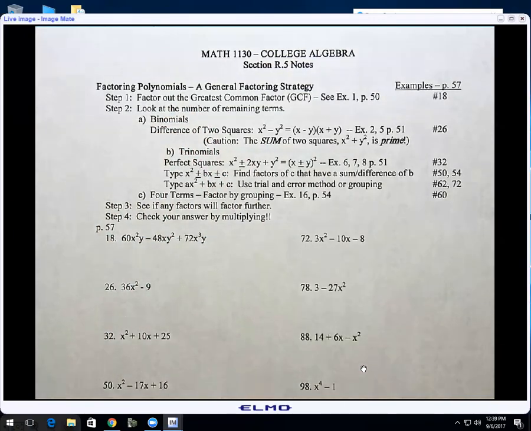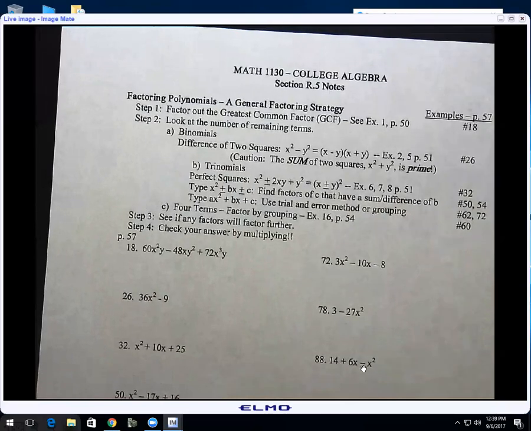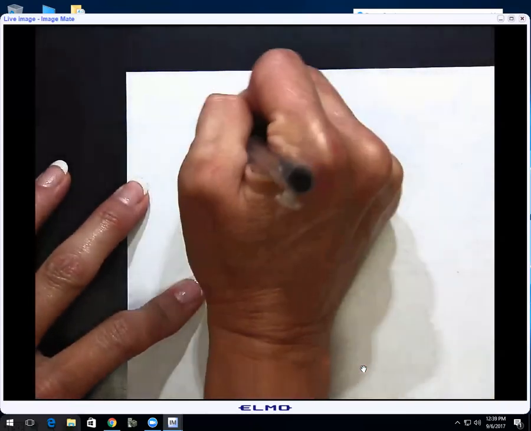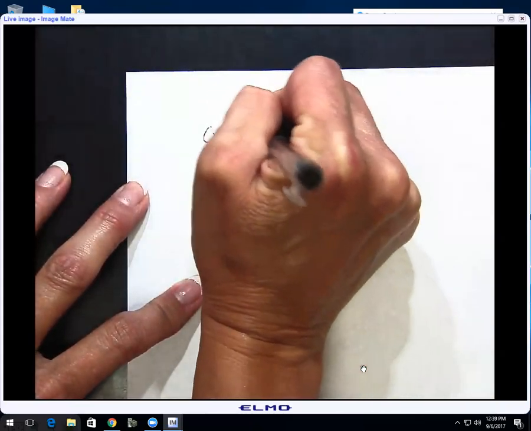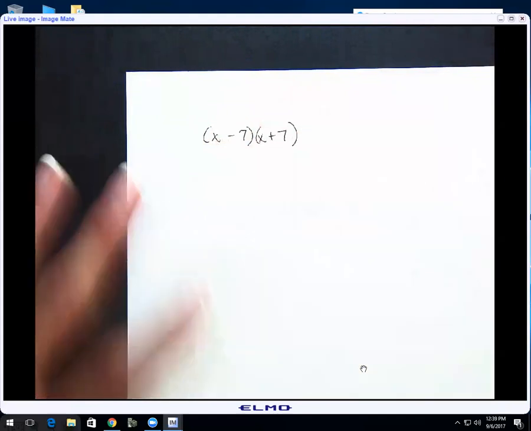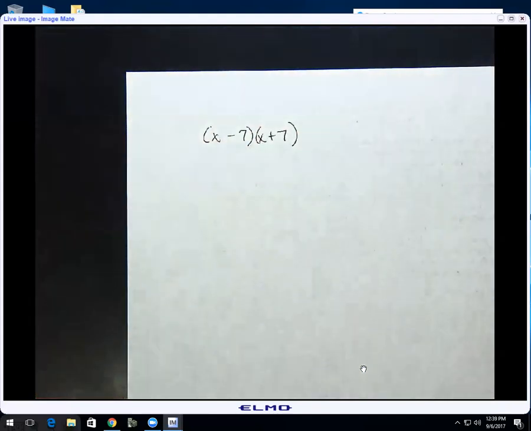In last night's homework, I told you that you didn't have to memorize the multiplication formulas that were in the book. For example, x minus 7 times x plus 7. I said, you don't have to memorize a formula to multiply that. You just know that when you have 2 binomials that are identical, except for one has a plus and one has a minus, what's going to happen? Every time.